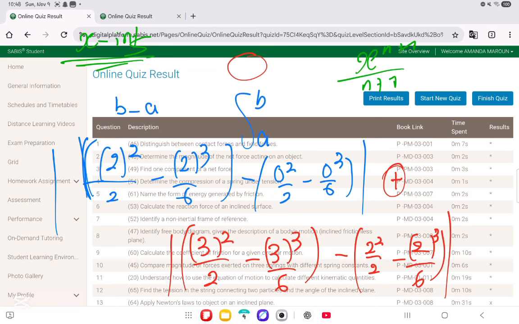Then I will add 2 over 3 plus the absolute value of, open brackets, don't forget to have your brackets open, 3 squared over 2 minus 3 cubed over 6, close bracket, then minus, open bracket, 2 squared over 2 minus 2 cubed over 6. So I put it on my calculator and I will get a final answer of 4/3. So my answer for the value of k should be, what should be 4?